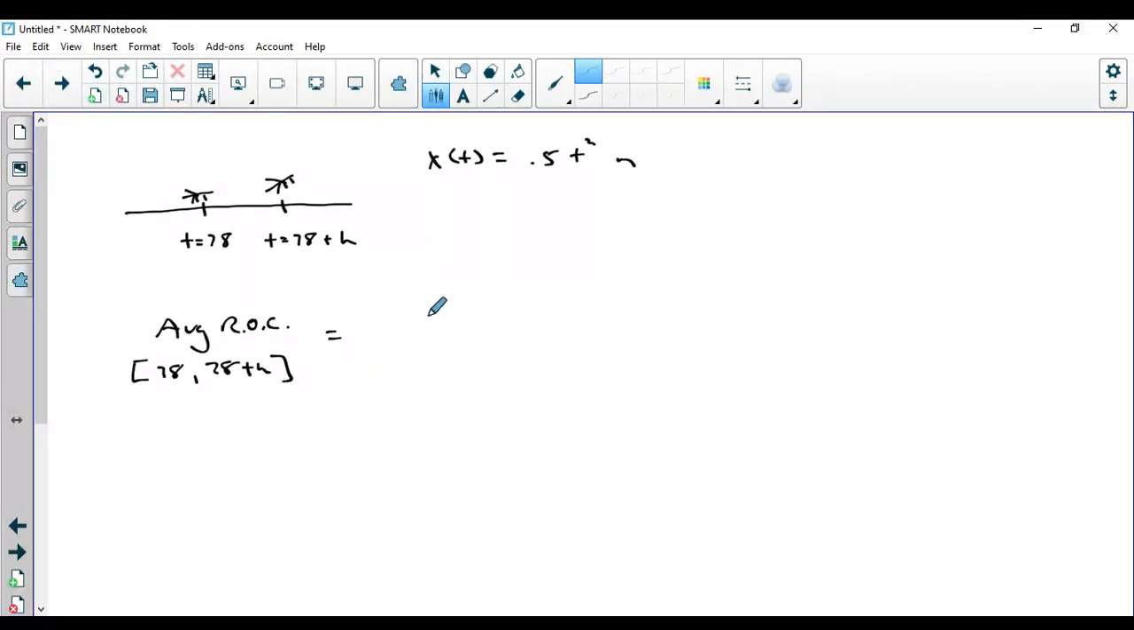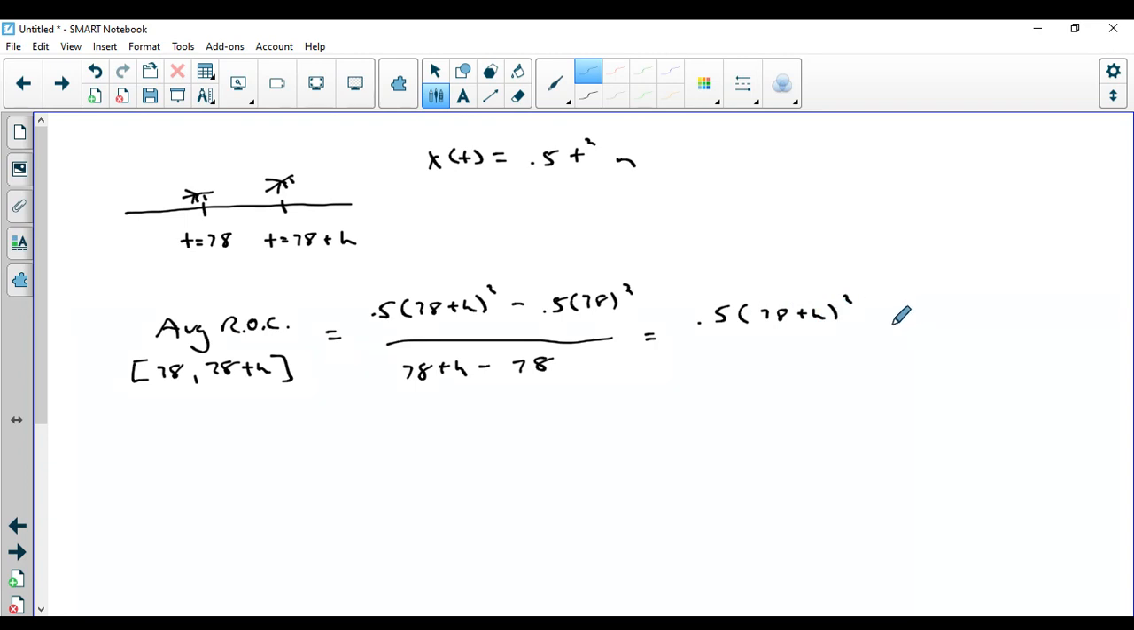I'm going to do this in the formula. The change in distance would be the distance here, where I plug this time value in. So it'd be 0.5 times (78 plus h) squared, whatever that is, minus the earlier distance, which would be 0.5 times 78 squared, which we did before, is 3,042. The change in time would be 78 plus h minus the earlier time, 78. If we simplified some of this, this is 0.5 times (78 plus h) squared. I'm not going to do much with that. Minus 3,042, that we already did.